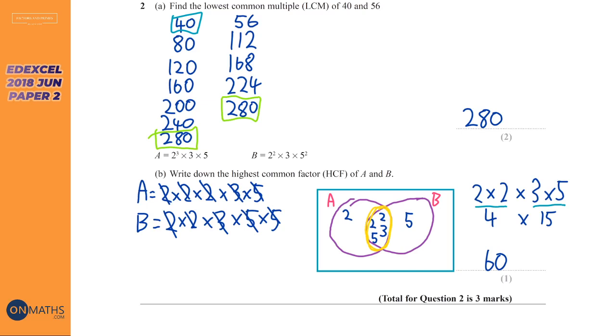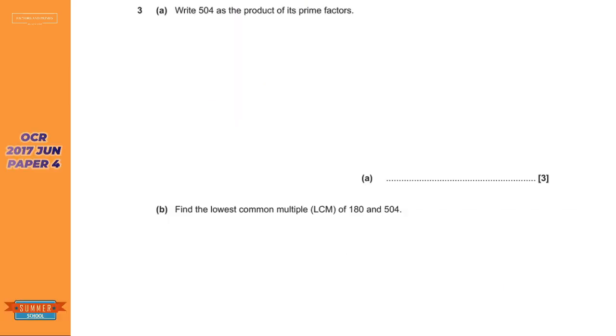So let's move on to OCR. And OCR's asked us to find the product of primes. Now, a couple of different methods for this. What you can do is draw a line down and then write down all of the prime numbers here, and then divide them out here. I'm not going to do that method.